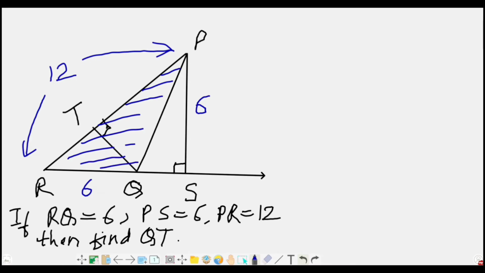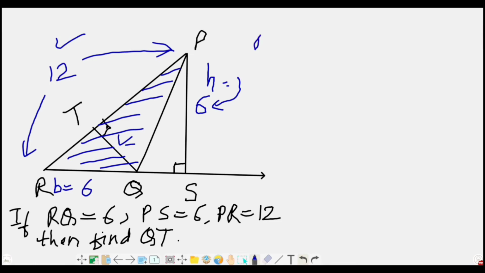It is an obtuse angle triangle. When I take QR as the base, then my height will be PS, because in an obtuse angle triangle, when you draw the perpendicular towards the base where the obtuse angle is, the height is always outside the triangle. But in the same triangle, when I take PR as the base, my QT is the height.